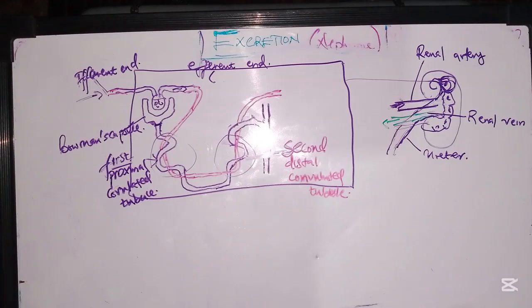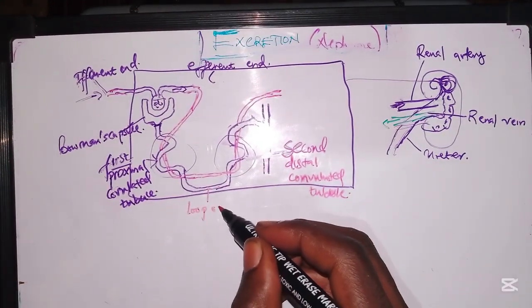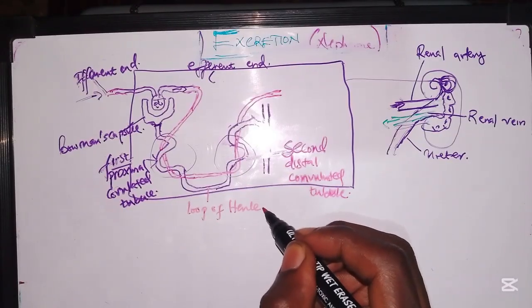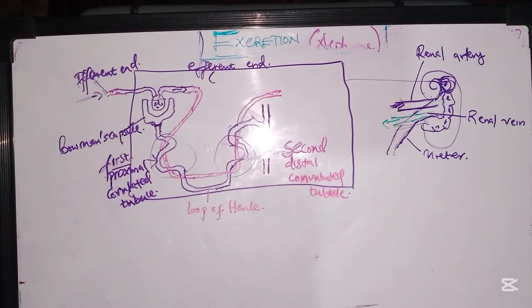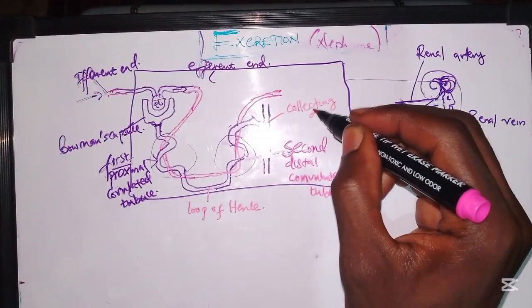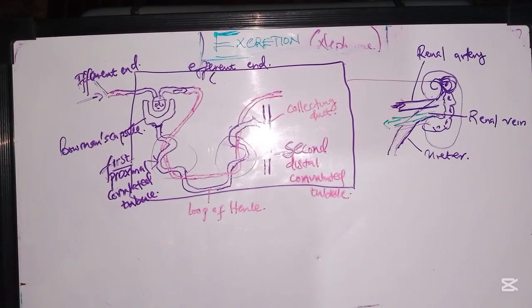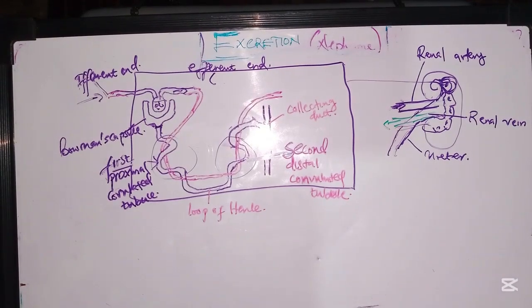Then we also have this part here, which is known as the loop of Henle. Then the final part of the nephron is what is known as the collecting duct. So what the collecting duct does is basically it collects all those waste metabolic products and excretes them via the urethra and the bladder. So this is the structure of a nephron.